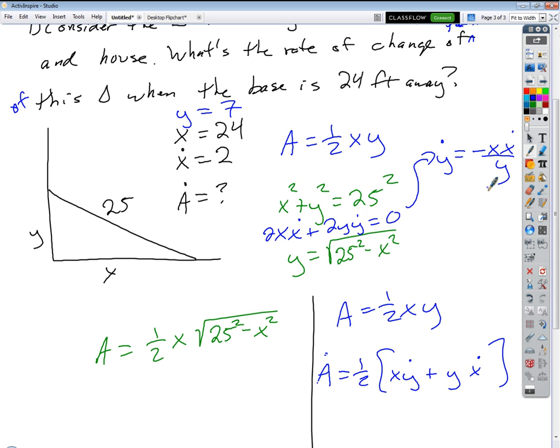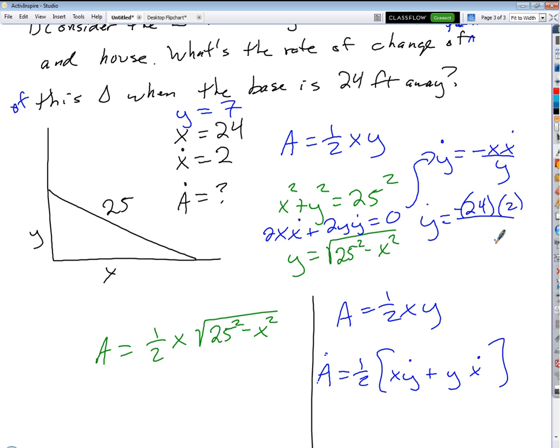Okay, but look what we got here. We filled in what y is. We know what x is. We know what x dot is. We can find y dot. It's no big deal. So we get y dot equals negative 24 times 2 over 7. Whatever that is, that's just some number. So that's negative 48 sevenths. We'll put that up there.